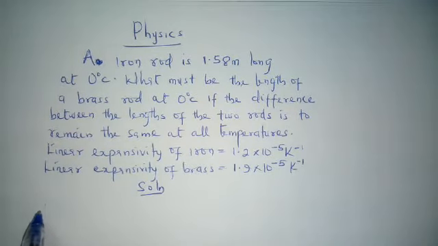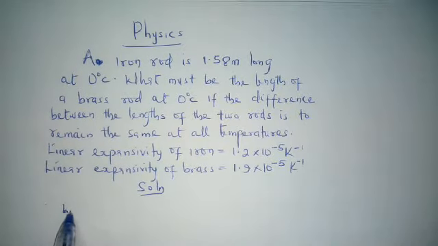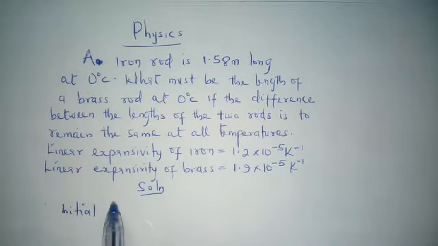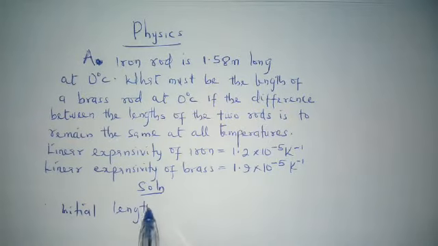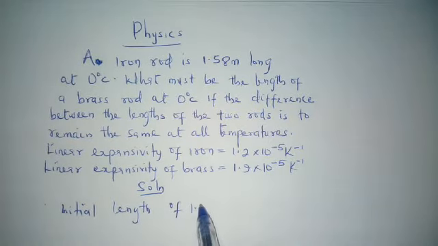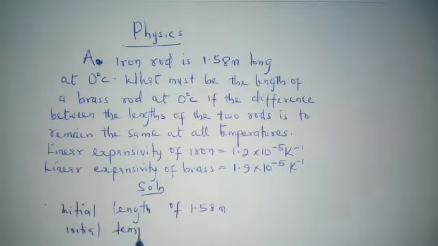Now, we are having two materials, an iron rod and a brass rod. And the iron rod is having an initial length of 1.58 meters at an initial temperature of 0 degrees centigrade.